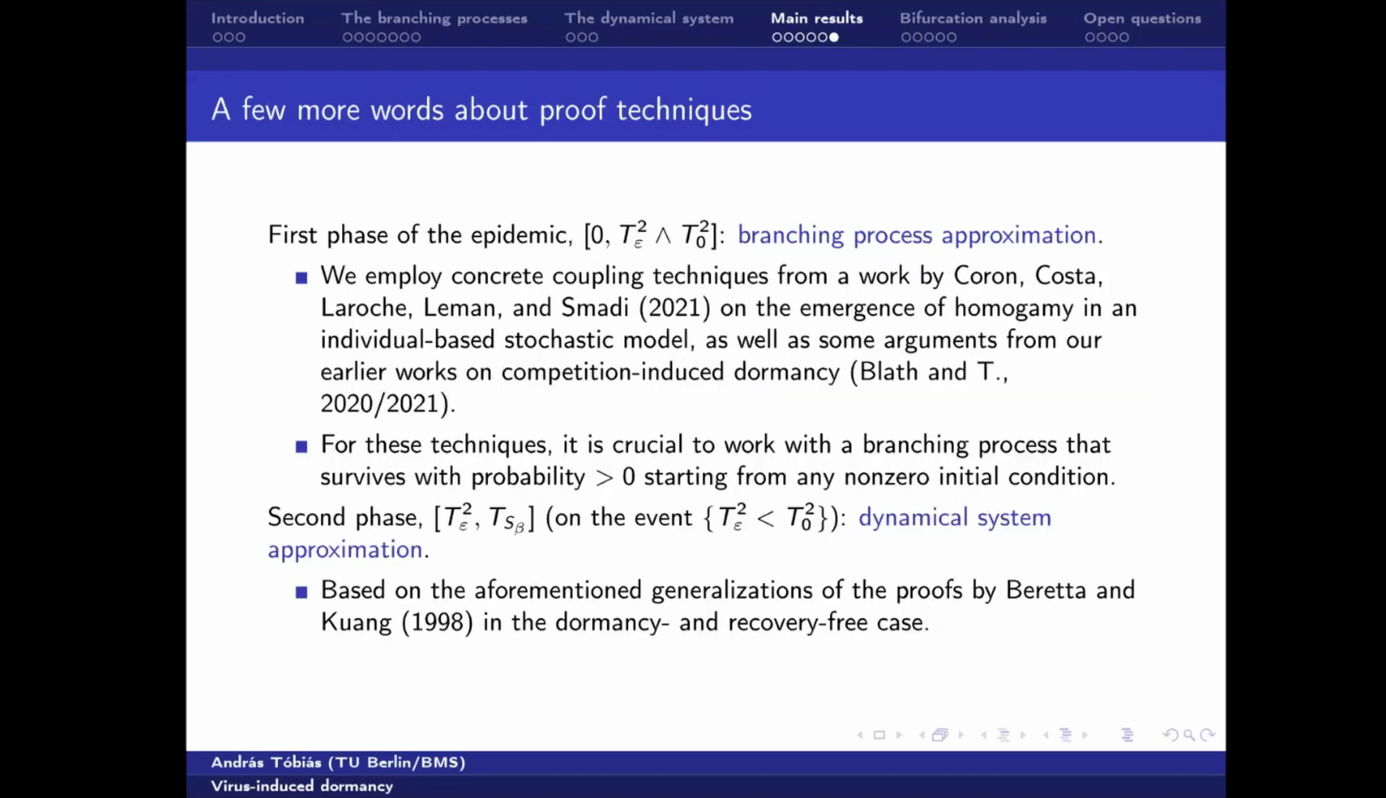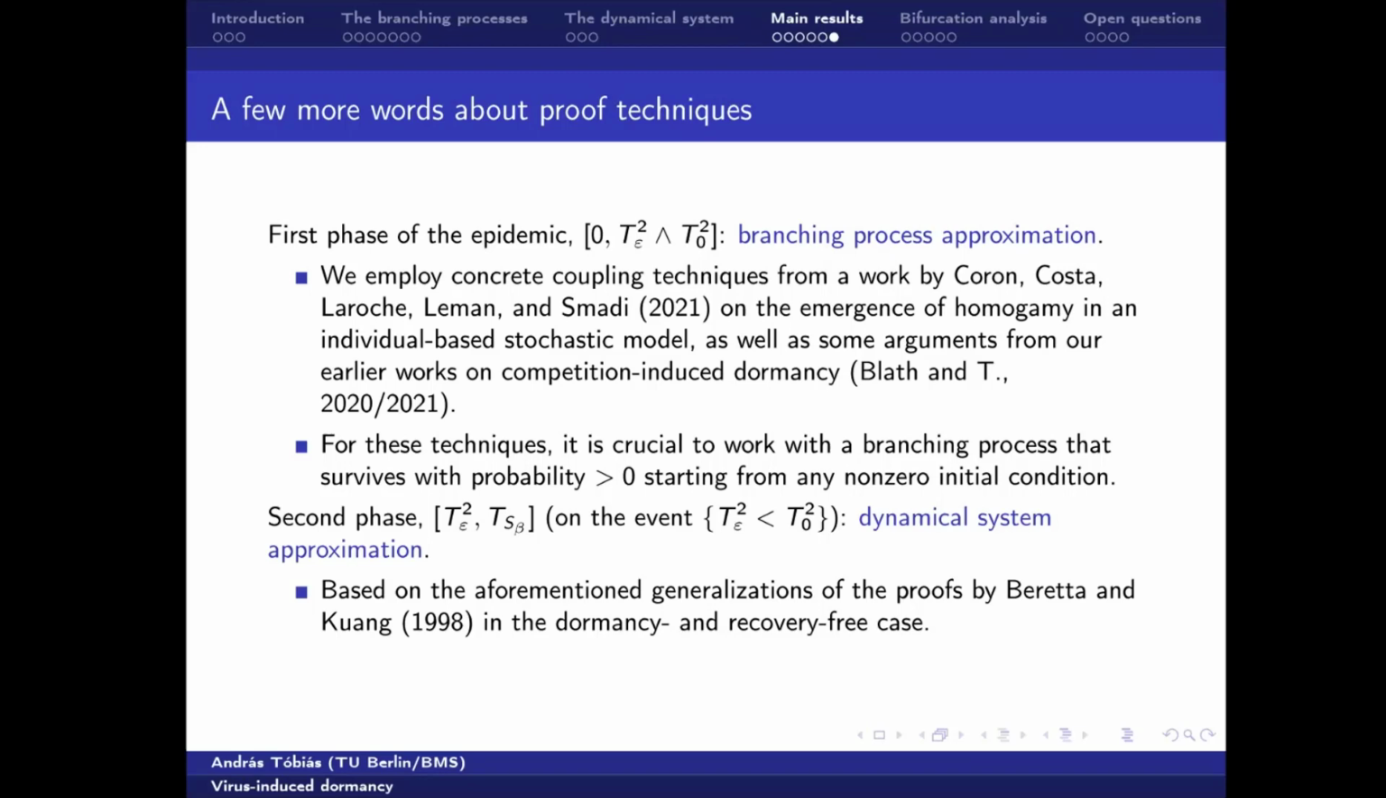And then, yes, so for the proofs, just a few more words. So the first phase until types 1I and 2 either die out or become macroscopic, this is the branching process approximation. And I have already mentioned the paper by Champagnat, but actually we are using many concrete proof techniques by this paper that Jochen also mentioned yesterday. So Camille Coron, Manon Costa, Fabienne Laroche, Hélène Leman, and Charline Smadi. This is about the emergence of homogamy in an individual-based stochastic model.